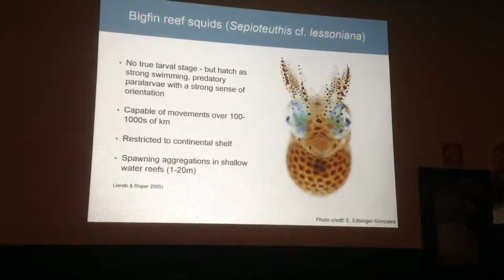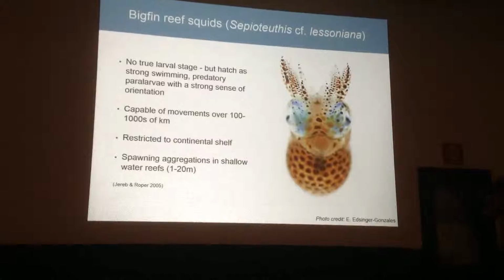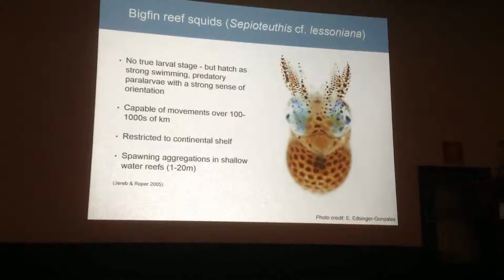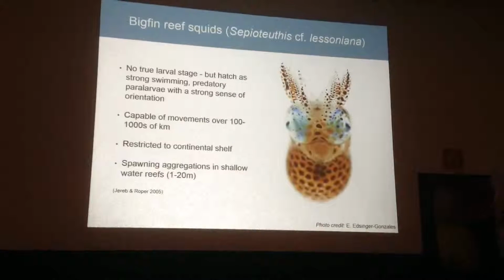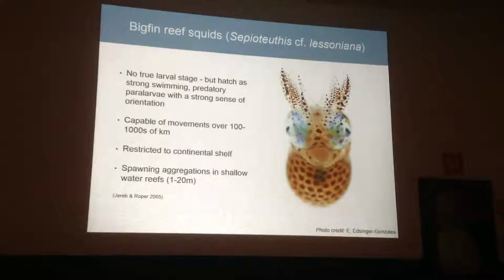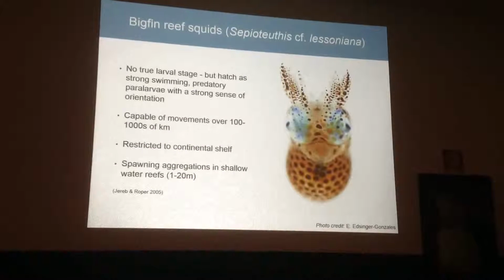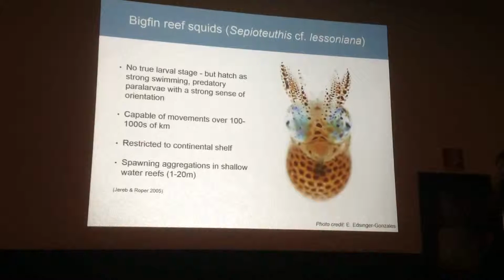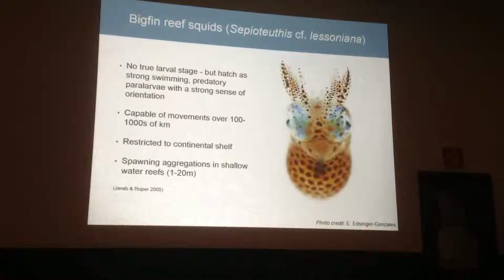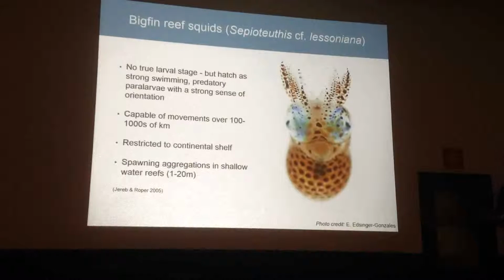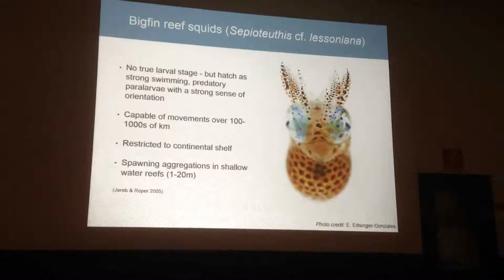are capable of moving over hundreds to thousands of kilometers, but they have no true larval stage. So they're something called paralarvae. They develop over time in the water column, and when they're born, they're very strong swimming, because they can navigate readily through the water and spend a lot of time subjected to these potential dispersal barriers. They are neritic, meaning they're restricted to the continental shelf, but they do utilize shallow water habitats close to the coast for spawning activations.